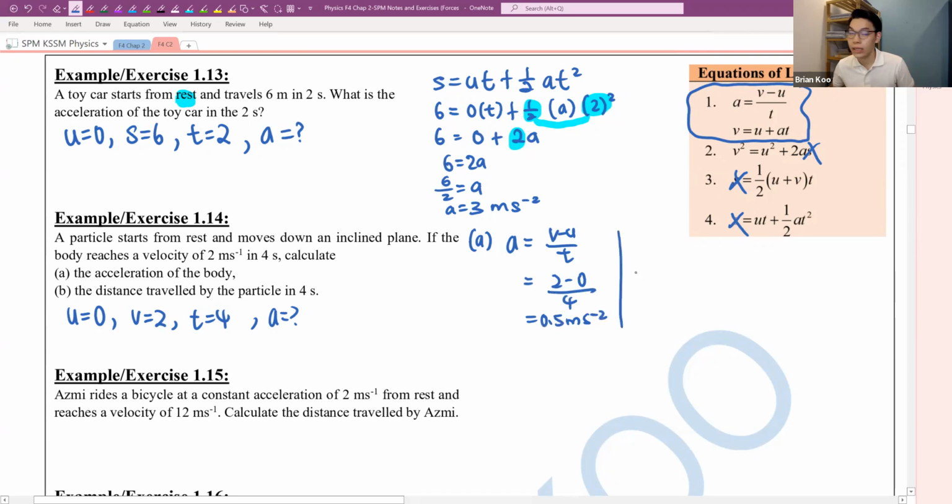Yeah, you're right, Zach. 0.5 or 1 over 2. So usually in physics, we like to write in decimals. Okay, then the distance traveled. So now I don't want A already. For part B, I want S.